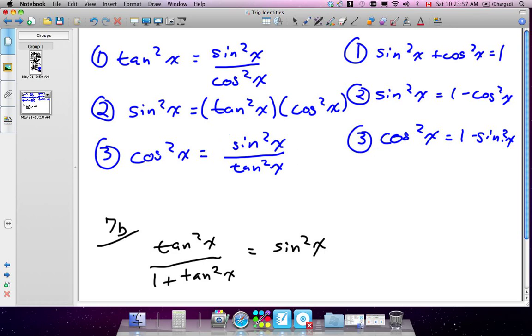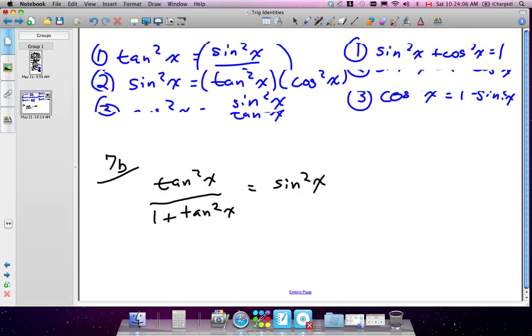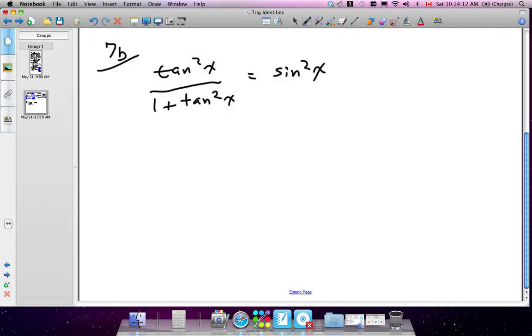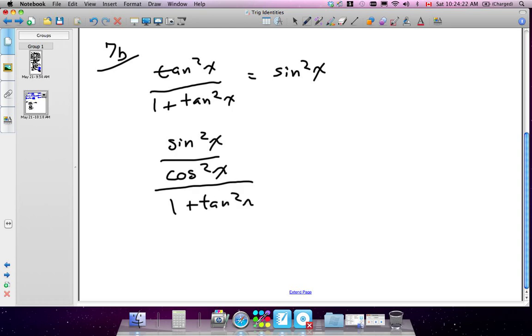So first thing I was going to do is I have my tangent squared. I was thinking of why not just replacing it with our sine and our cos, just like you had thought. Okay, but I was going to do things one step at a time. So I'm going to replace my tangent squared with sine squared x divided by cos squared x. Okay, and now that's all divided by another number in itself. 1 plus tangent squared is equal to sine x.